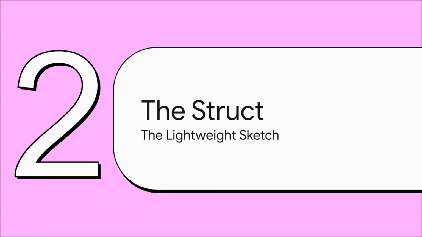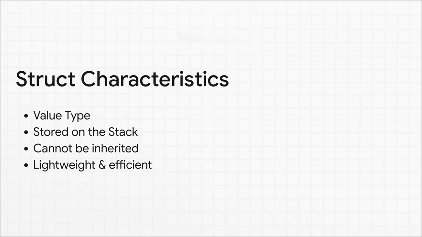Now let's look at our second kind of blueprint, the struct. If a class is that big, detailed plan for a house, a struct is more like a quick, simple, but very precise sketch for something small and self-contained. Think like a single Lego brick. And its features totally reflect that simplicity. A struct is a value type. This means when you pass it around in your code, you're copying the entire Lego brick, not just its address.